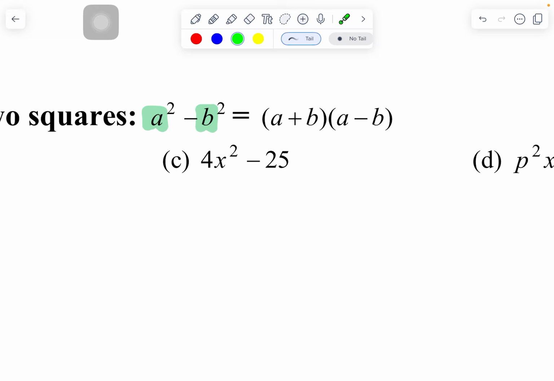When you have that situation, you're going to take whatever your a value is, not the a squared value, but split the a and a, split b and b, and then make one of them positive, one of them negative. Which one's positive? Doesn't matter. Which one's negative? Also does not matter. You just have to have one of each.